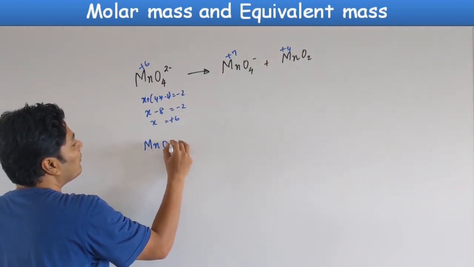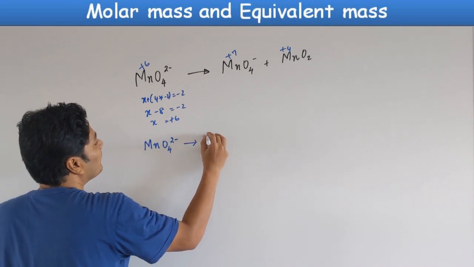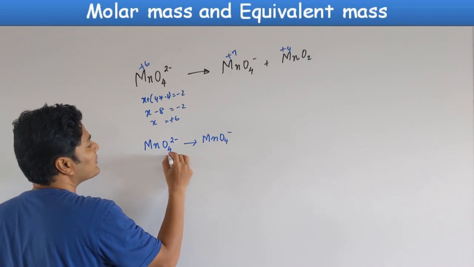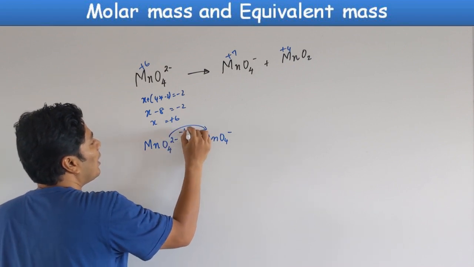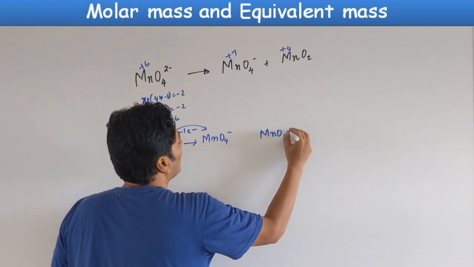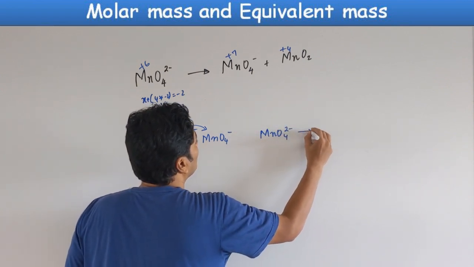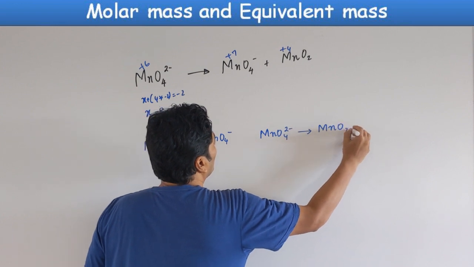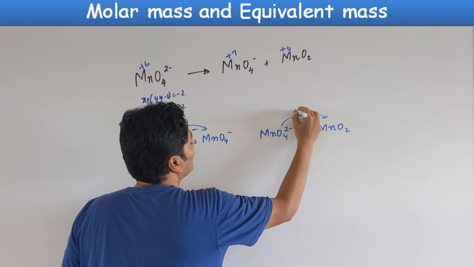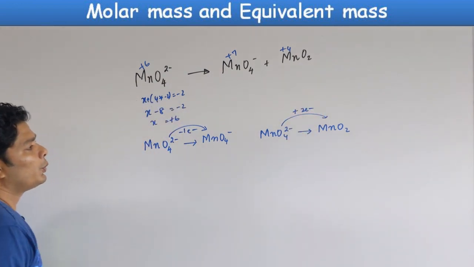So MnO4 2 minus goes to MnO4 minus, this is minus 1 electron. MnO4 2 minus goes to MnO2. So here plus 6 goes to plus 4, gaining of 2 electrons.